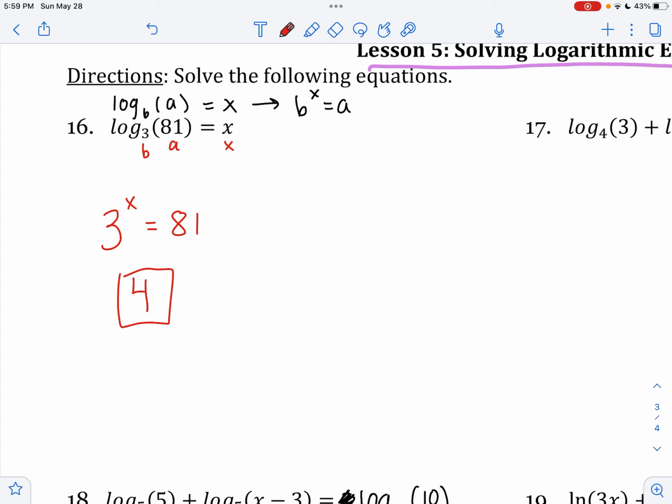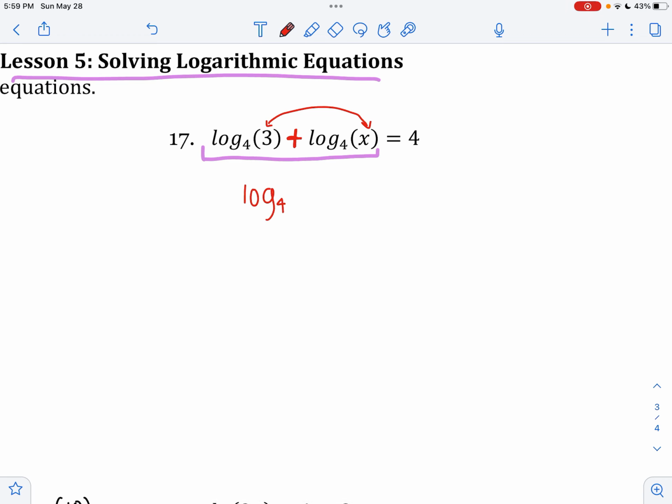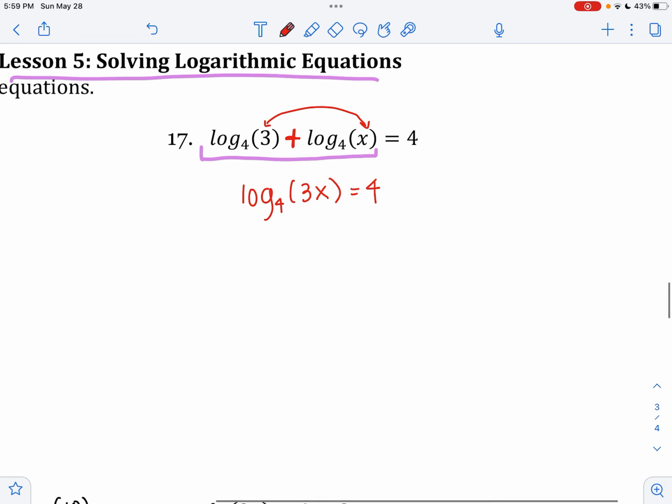That's it. Now, number 17, just like I said, we have to combine these 2. Whenever you have 2 logs on one side of the equal sign, we're going to condense it into 1. And we have to think back to our log properties from lesson 3. If it's addition here, we're going to be multiplying what's inside. So I'm going to say log base 4 of 3x, or 3 times x, equals 4.